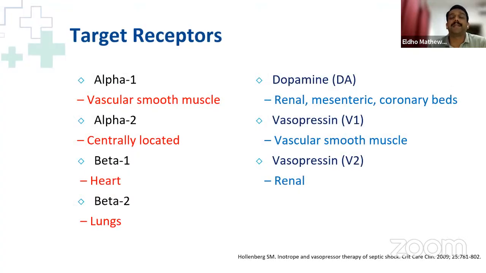So where the receptors are located and what is the action. Alpha-1 receptors we can find in vascular smooth muscle, so we have to constrict the blood vessels. We have to reduce the vascular capacity of the blood vessels, thereby we can improve the blood pressure. And alpha-2 is centrally located, beta-1 is present in the heart, beta-2 in the lungs, and the dopamine receptors in the renal, mesenteric, and coronary beds. The vasopressin receptors: V1 in the vascular smooth muscles, and V2 in the renal.